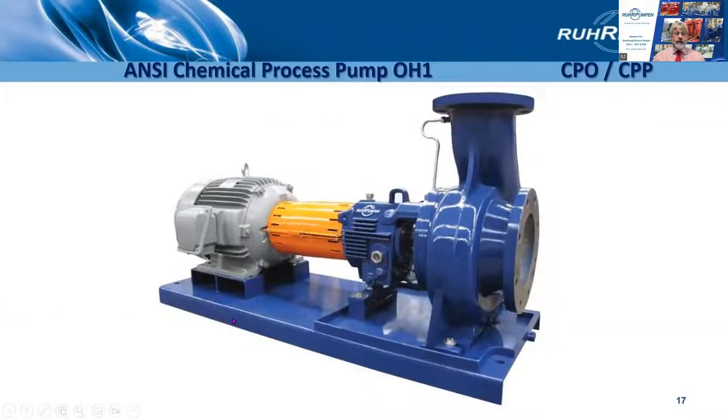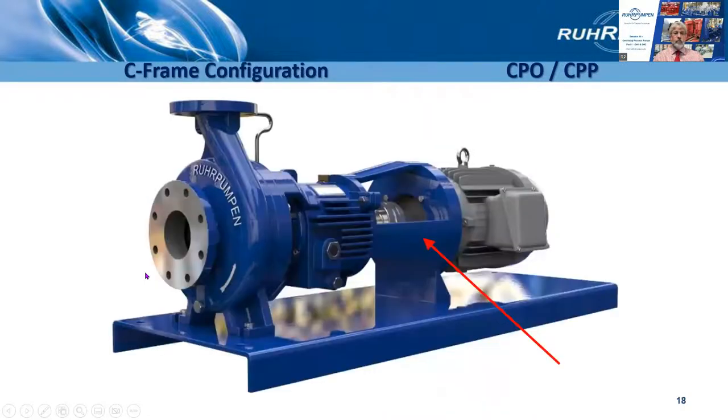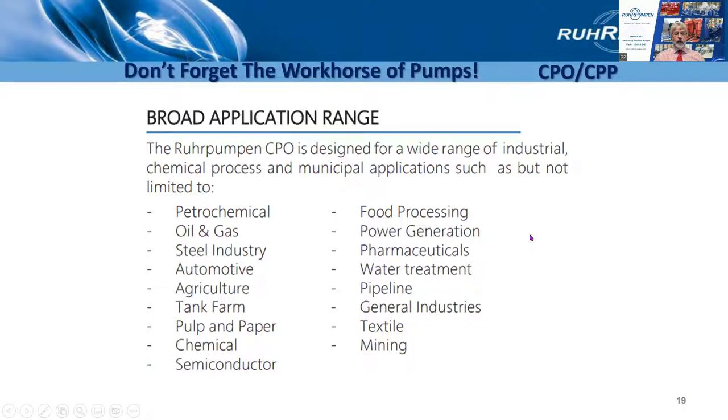So here is a typical ANSI pump, foot mounted, with a formed steel base plate, this one with a drain pan, and a foot-mounted motor. A common variation is the C-frame adapter, which will allow you to use a NEMA C-flange motor instead of a foot-mounted motor. These are the typical applications and industries which would use ANSI pumps.